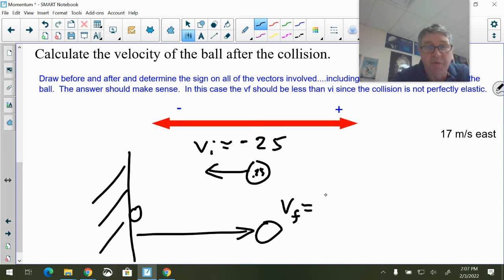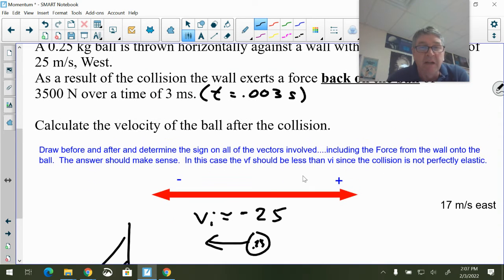Now, we discussed this before. We said if it were perfectly elastic, if no energy were lost anywhere, the ball would come out at exactly the same speed. That never really happens. There's nothing that's really perfectly elastic. So if the velocity came out at 25, that'd be great, but it doesn't do that. So we want to calculate what the final velocity is.